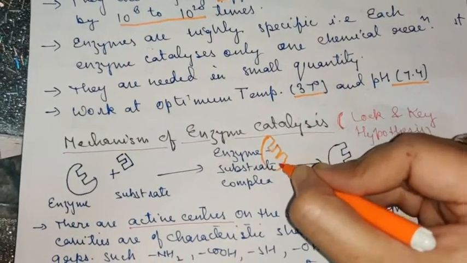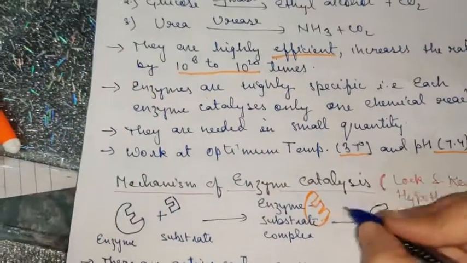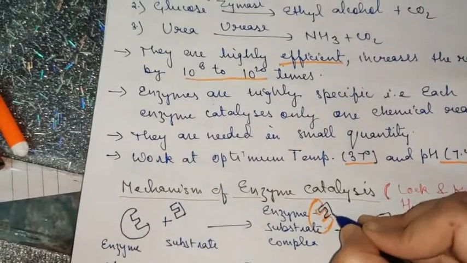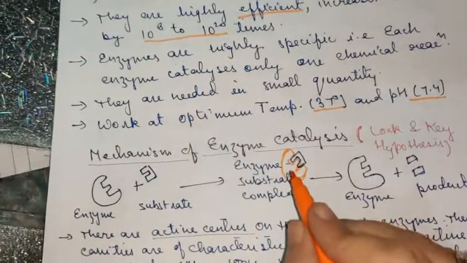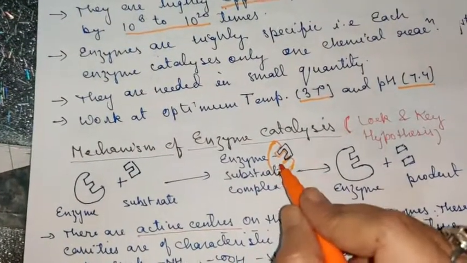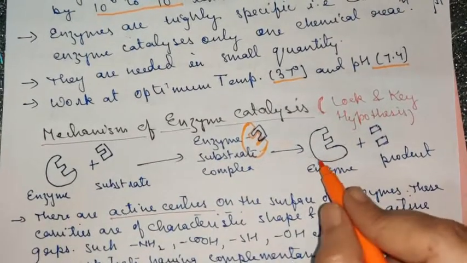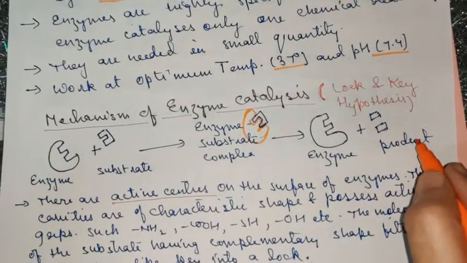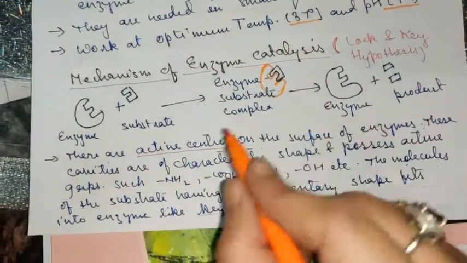This is the enzyme, and in between the enzyme, what will you find? In between the enzyme, the substrate gets fitted like this. So you can see it follows the lock and key hypothesis. If the shapes are complementary, then only the enzyme and substrate will react. And then on final decomposition, you'll get the enzyme and the product. This is called the lock and key hypothesis. The shapes should be complementary.